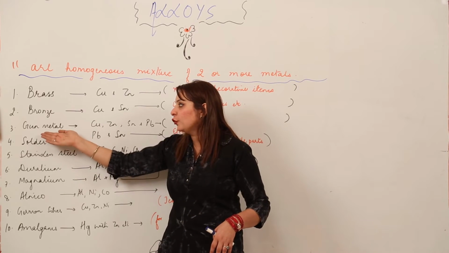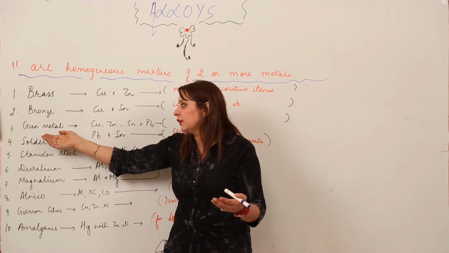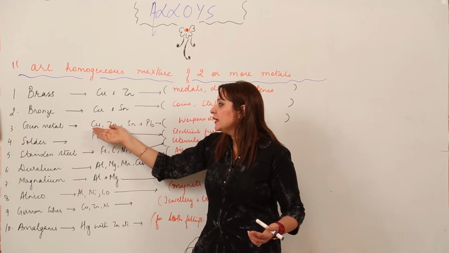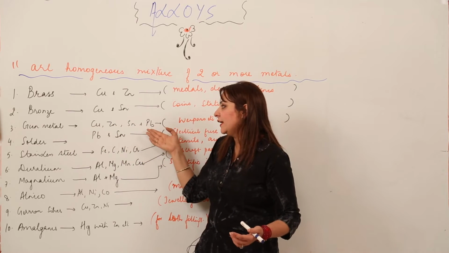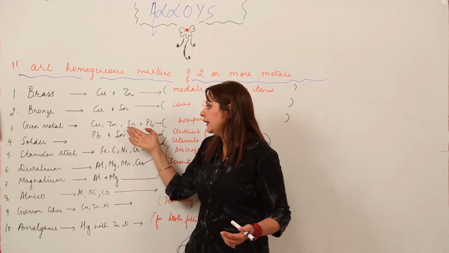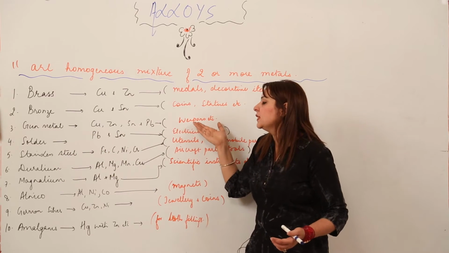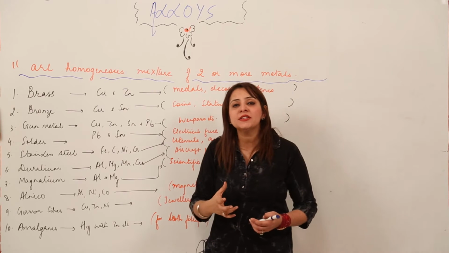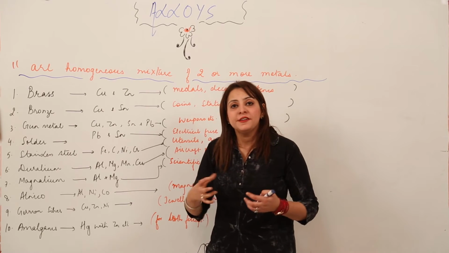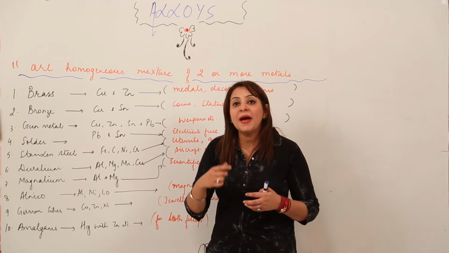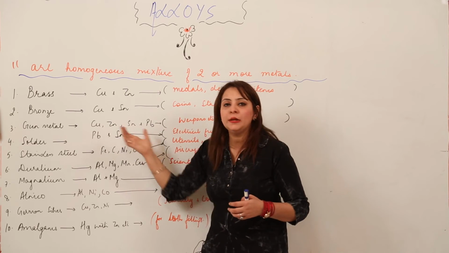Next, the third alloy of copper is gunmetal. It is made up of copper, zinc, tin and lead. Right, copper, zinc, tin and lead. And what purpose is it serving? We make weapons out of it. How are we making weapons? It is used to make the rifles used in weapons, or the bearings which are used. It is made up of gunmetal.